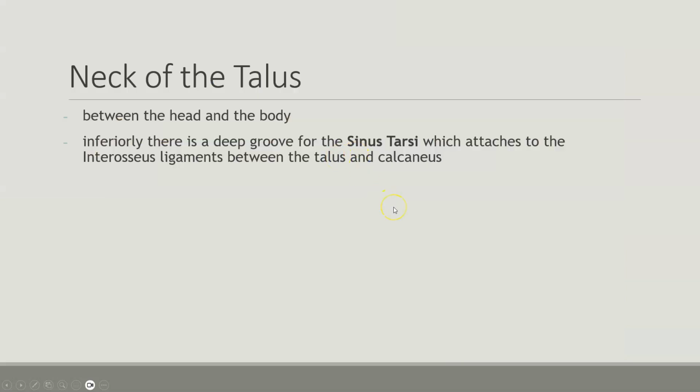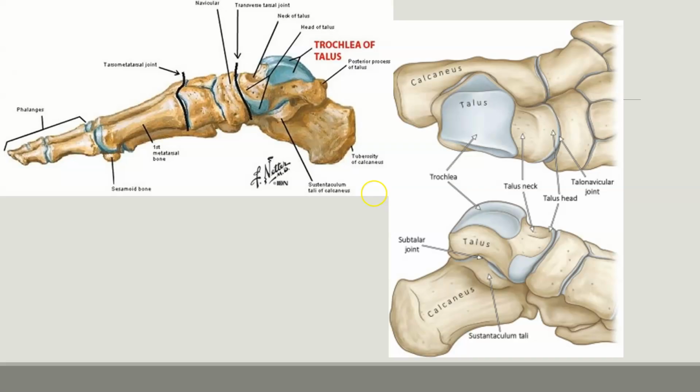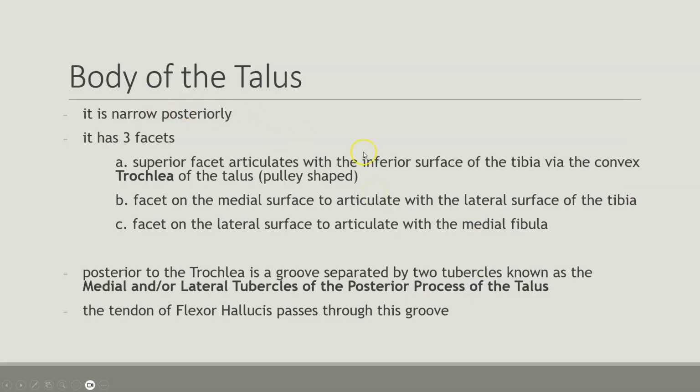So again, inferiorly, there's a deep groove for the sinus tarsi, and we're talking about underneath the neck of the talus, which attaches to the interosseous ligaments between the talus and the calcaneus. The body lies posterior to the neck. It is more narrow posteriorly, and as I said, it has 3 facets as well.